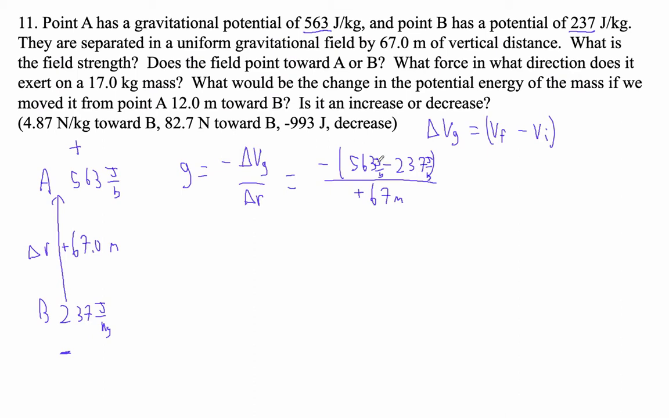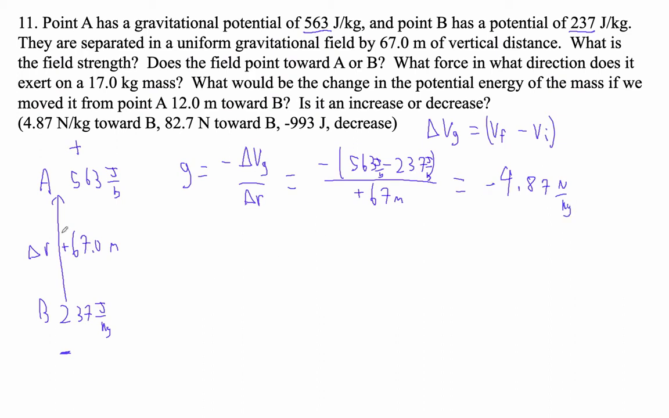Now, if you divide a joule by a meter, you just get newtons, because remember, a joule is a newton meter. So we'll end up with newtons per kilogram, which is exactly the units of field strength. So let's do this. Parentheses, whoops, clear. The opposite of parentheses, 563 minus 237, divided by 67. And I'm getting that it's negative 4.8687, and that is newtons per kilogram.